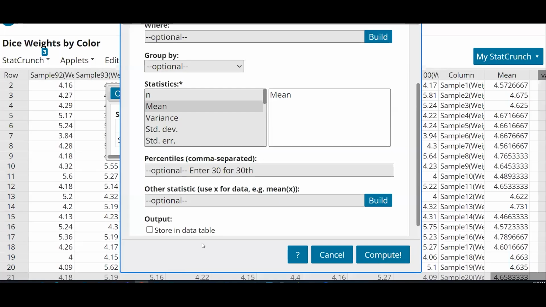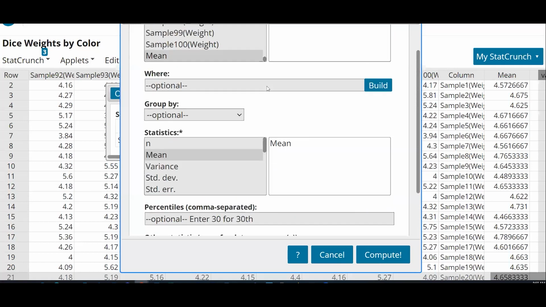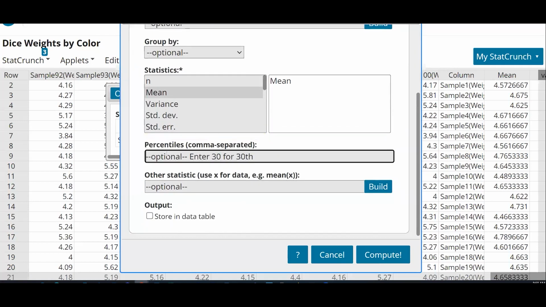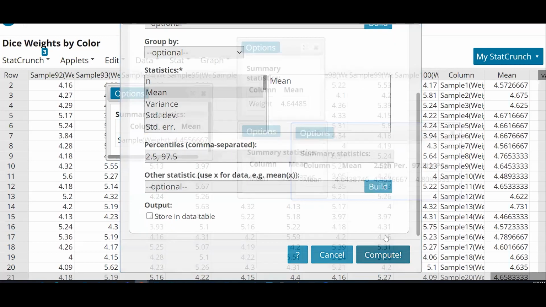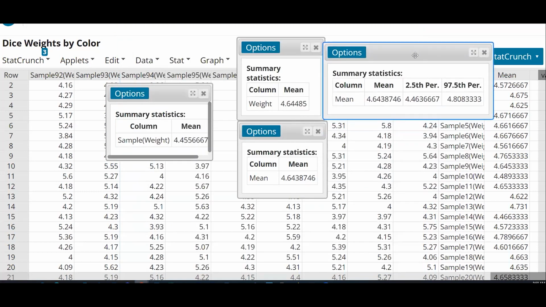So let's go back to my summary stats calculator, and in the percentile row, I'm going to type in 2.5 and 97.5. That's going to give me a range.